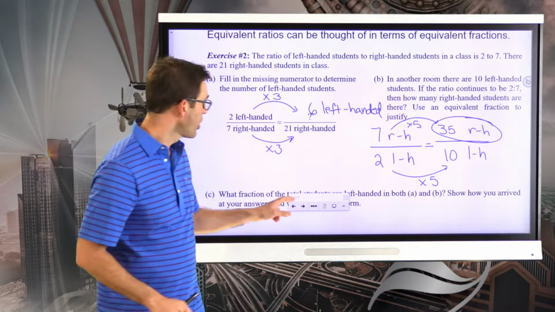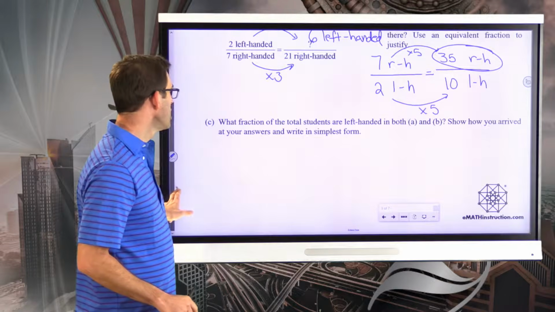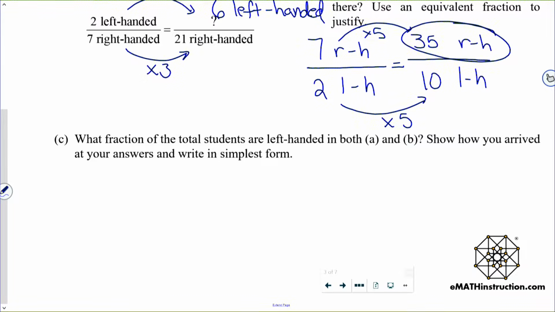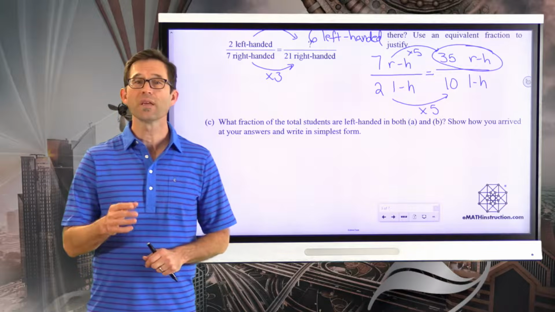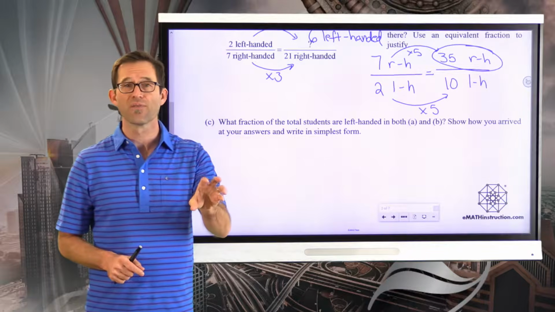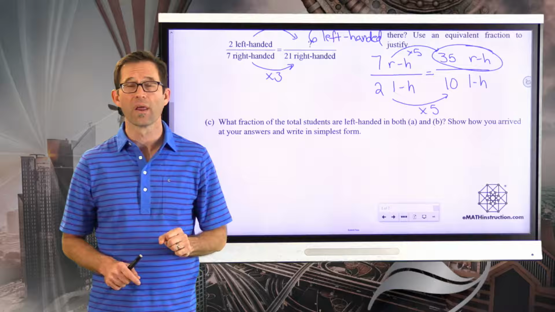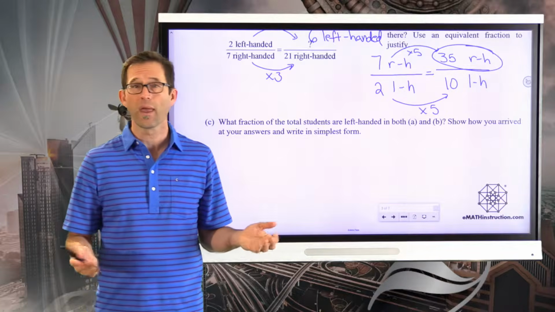Let's take a look at the final part of this problem, which is quite important. Letter C says, what fraction of the total students are left-handed in both A and B? Show how you arrived at your answers and write in simplest form. All right, well, let's take a look at this. Whenever we want to find a fraction that a part represents of the total, we simply put the part in the numerator, the total in the denominator, and then simplify if we can.